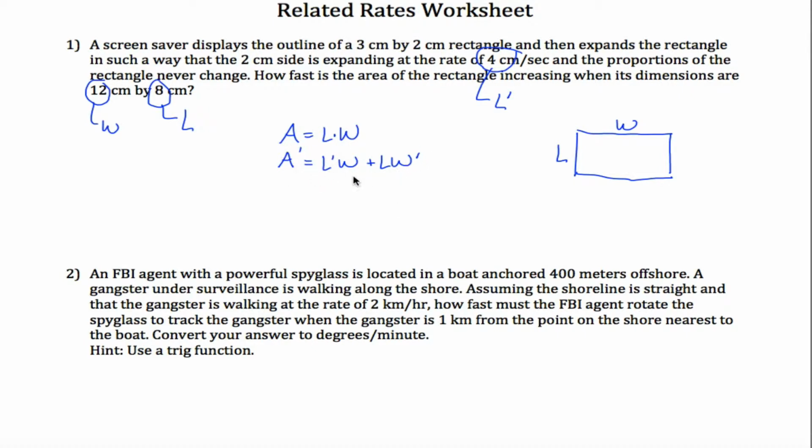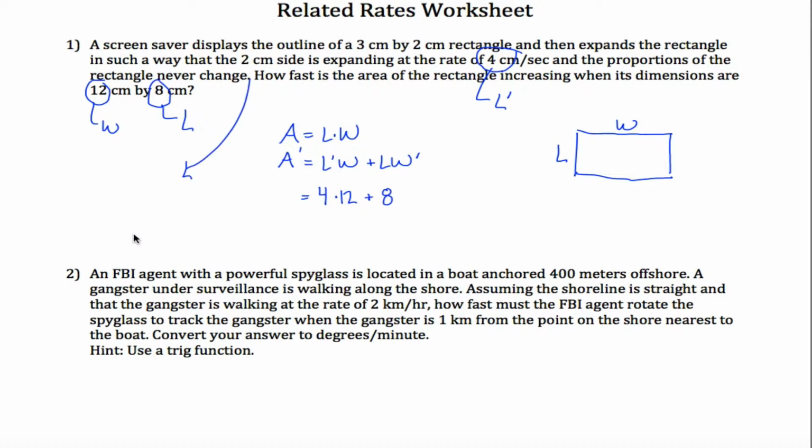So now all I got to do is plug in. Well, I want to solve for A prime. L prime I figured out earlier was 4. W I have written over here is 12. Plus L I figured out was 8. All I got to do is figure out W prime. It's a little bit tricky though. To figure out W prime, you use the fact that the proportions of the rectangle never change.